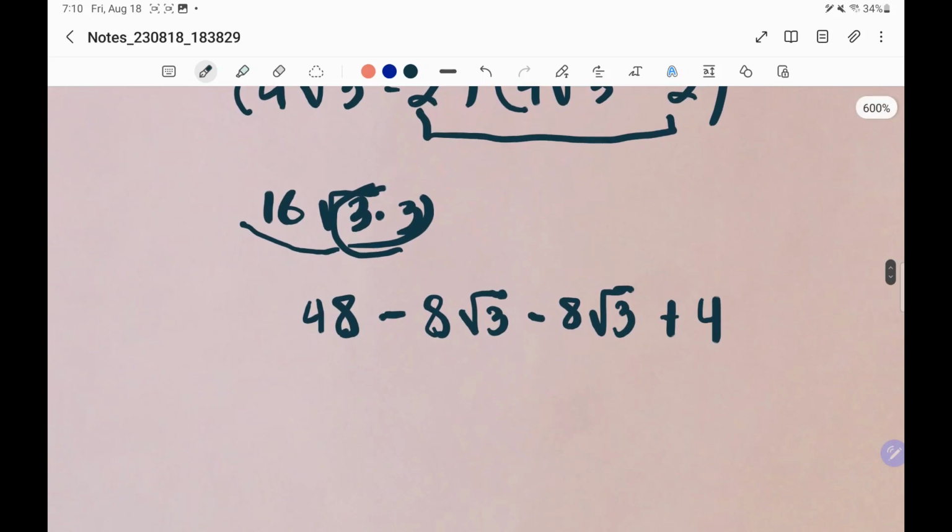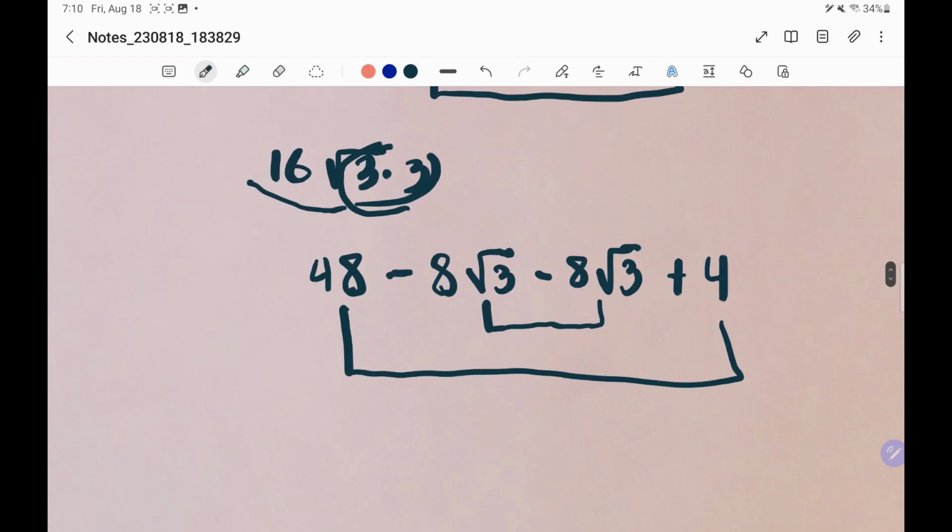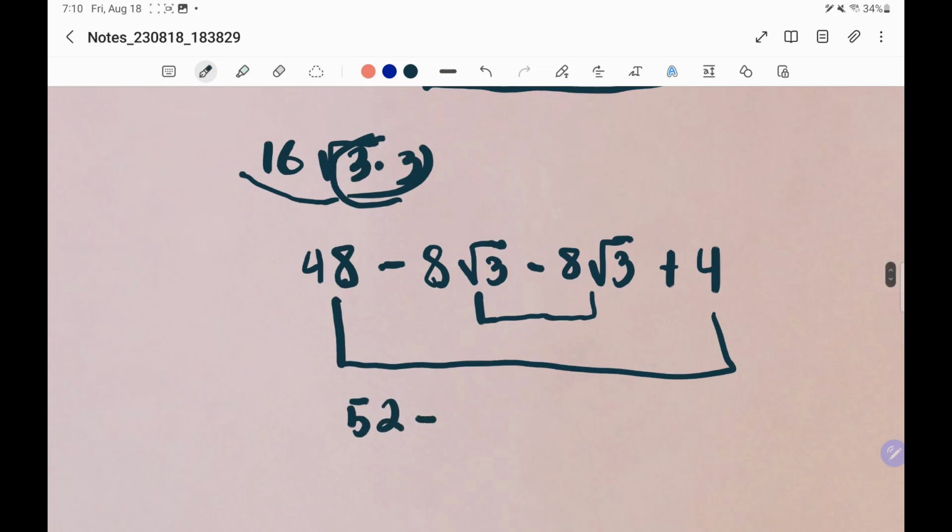Now, let me point out my like terms. So my numbers are my like terms. So it's 48 plus 4, which is going to give me 52. And now I have negative 8 minus 8, which is still negative, and it's going to be negative 16 square root of 3. Let me rewrite that real quick. It doesn't look that pretty. There we go. And that's my answer.